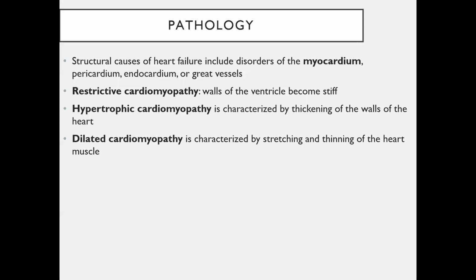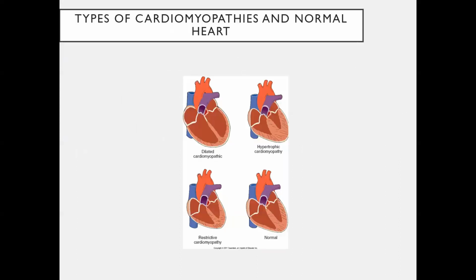Hypertrophic cardiomyopathy is characterized by thickness of the walls of the heart. So having a big, thick heart is not always a good thing. And then dilated cardiomyopathy is characterized by stretching and thinning of the heart muscles. So you can have a heart that is too thick, too thin, or where the heart just becomes non-functional and less elastic.